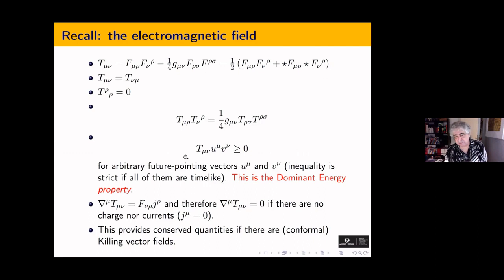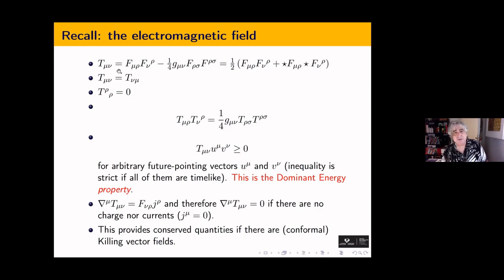It has the dominant property. For an arbitrary energy momentum tensor, this is called the dominant energy condition, but for the electromagnetic field, this is a property. The electromagnetic field always satisfies this. So the tensor on any future pointing vectors is always non-negative. And if all these vectors are non-null, then this is strictly positive. Also, the divergence is like that. And of course, this leads to conservation in the covariant way if there are no charges or currents in your area. And this leads to conserved quantities if you have Killing vectors or conformal Killing vectors.